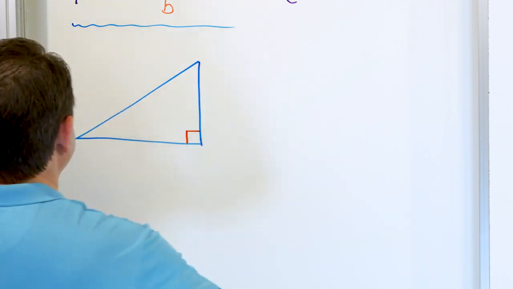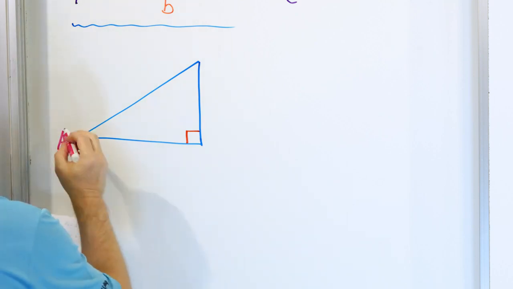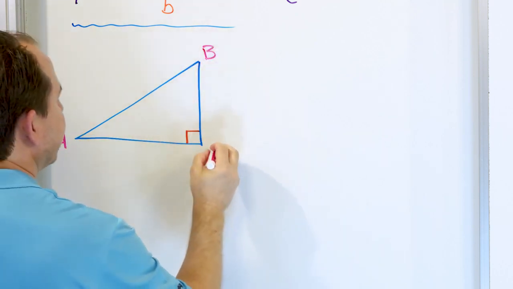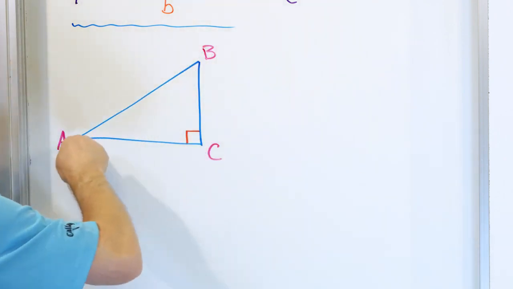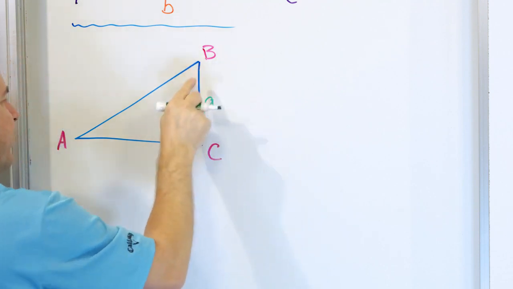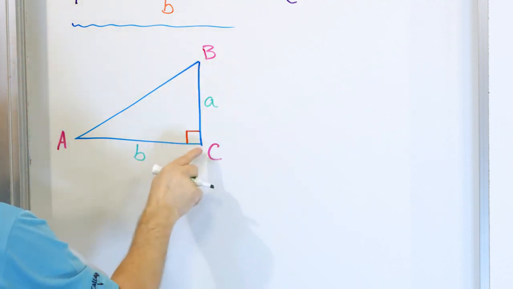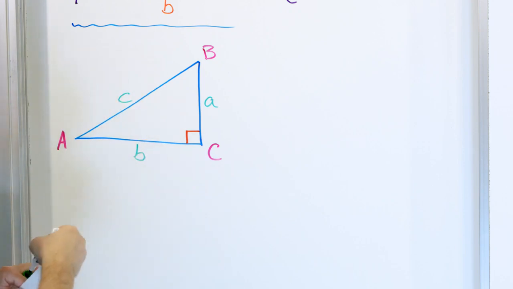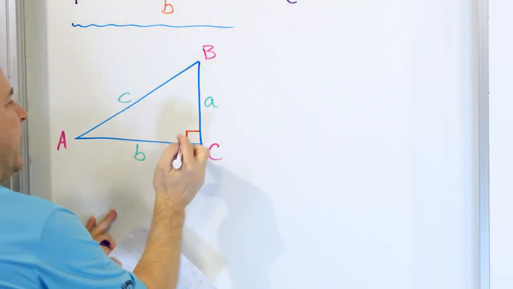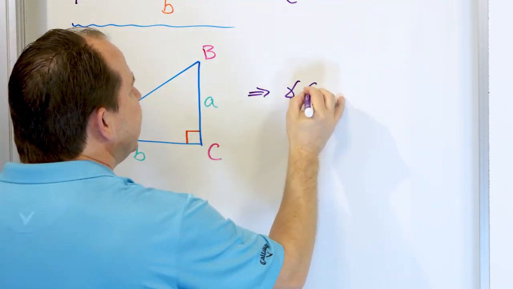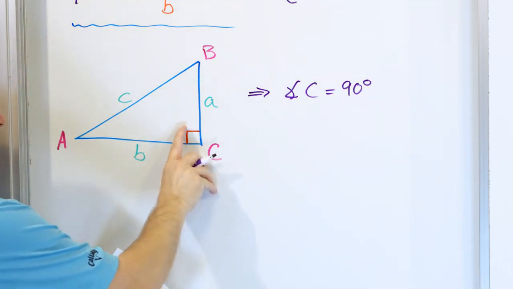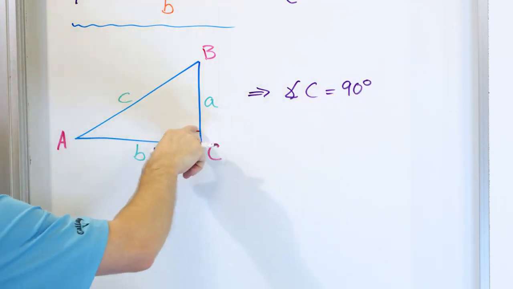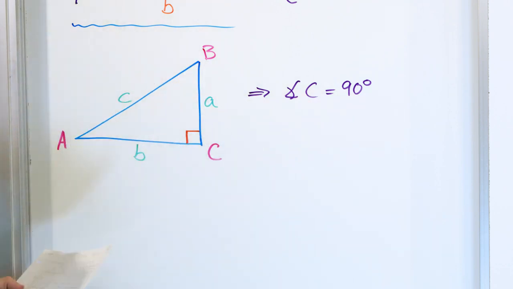But we have sort of the same situation. We can name this angle A, this angle B, and this one angle C. Opposite angle A, we have side a, opposite angle B, we have side b with a lowercase, and opposite angle C, we have side c with a lowercase c. Now we know from what this marking means that angle C is 90 degrees. That's what makes it a right triangle. This little square in the corner means that this is 90 degrees. So you already know one of the three angles in this triangle.